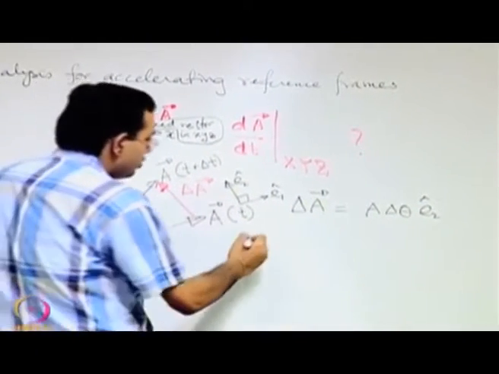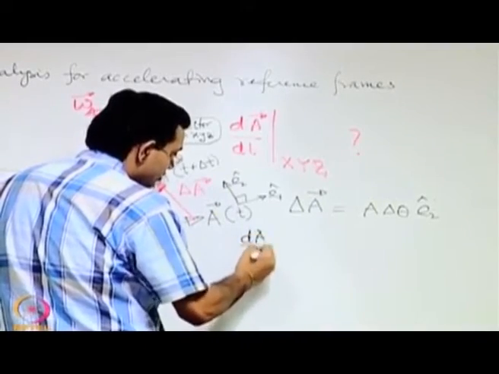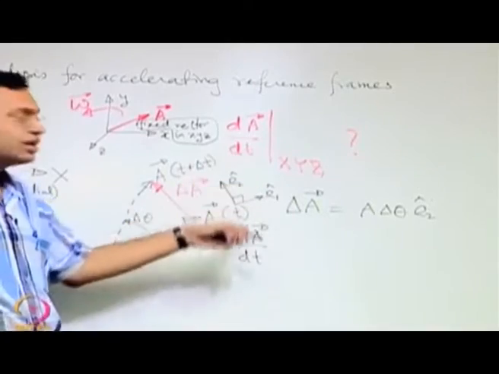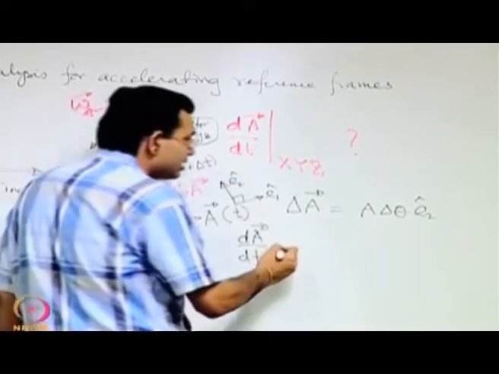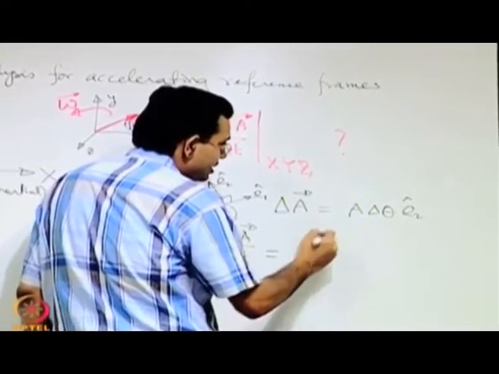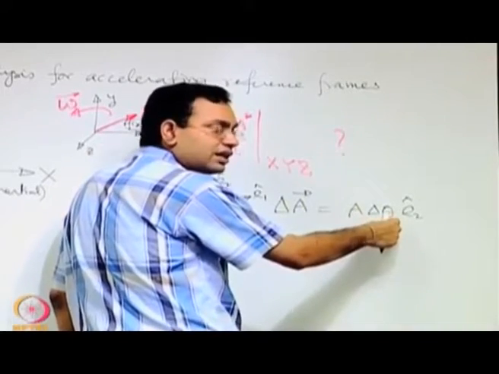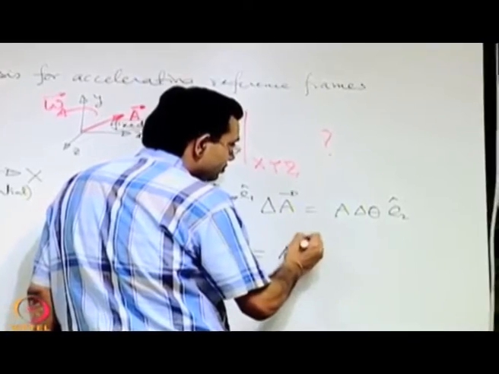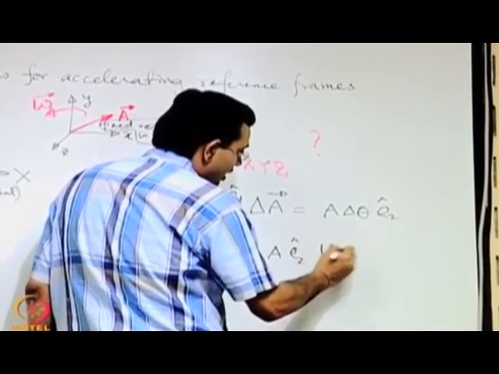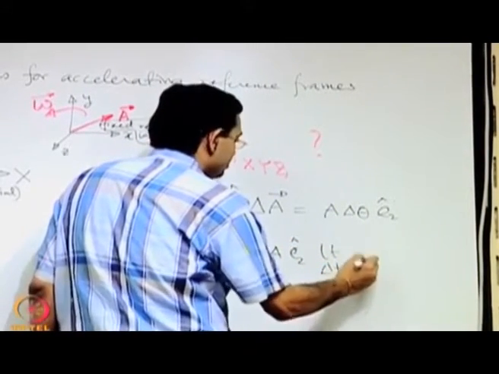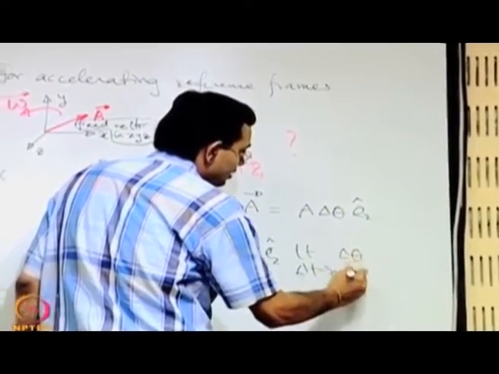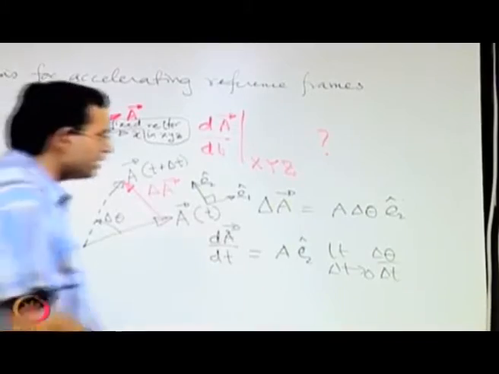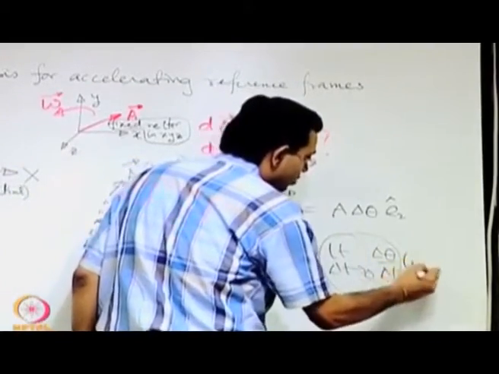If you want to find out what is dA dt, if we are not mentioning any subscript capital X, Y, Z, that means we are talking about inertial, then basically we are dividing this by delta t and taking the limit as delta t tends to 0. So, A E2 into limit as delta t tends to 0 delta theta by delta t, which is nothing but the magnitude of the angular velocity.